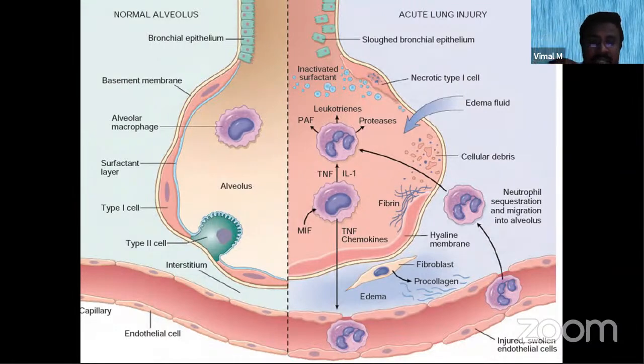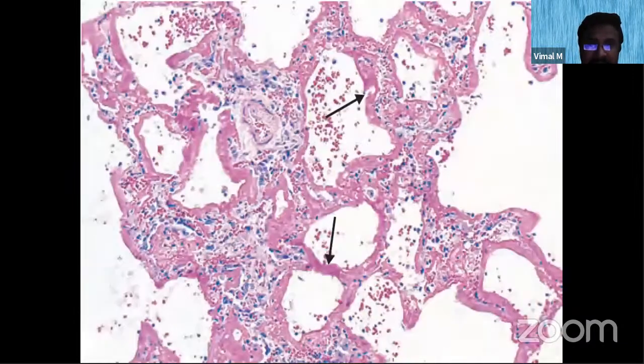Simultaneously there will be a fibroblastic reaction. Whenever there is an injury, the body tries to heal by itself. So you will be having fibroblast or procollagen formation. That healing mechanism will also be happening side by side.